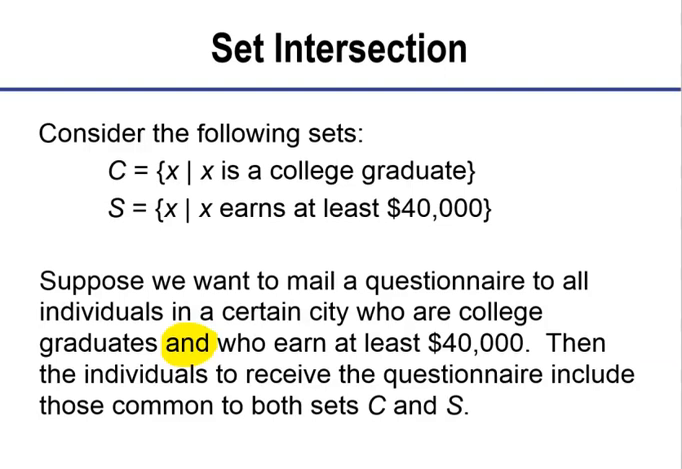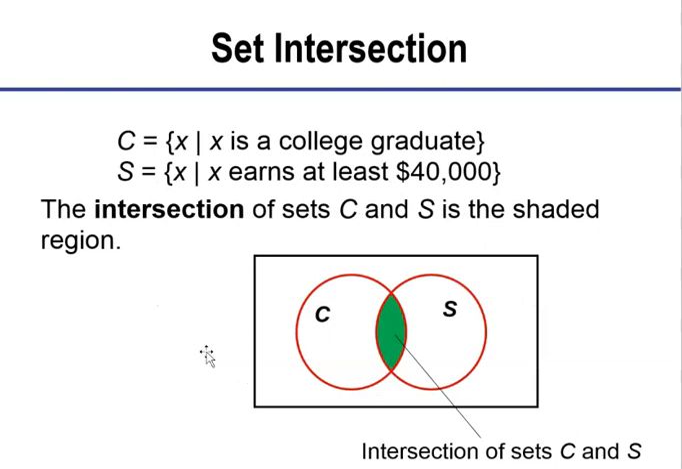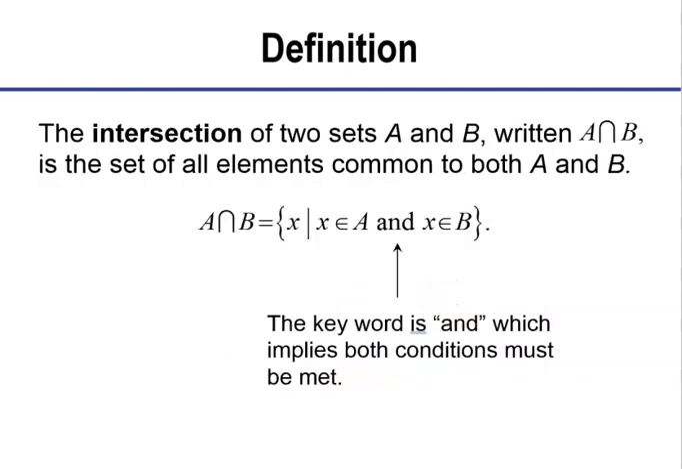So we can set up a Venn diagram. Remember Venn diagrams from the last section to represent that information. And the intersection of sets C and S is the shaded region. So these are the people in green that both are college graduates and earn at least $40,000. Now this is a common idea in set theory. It's called the intersection.